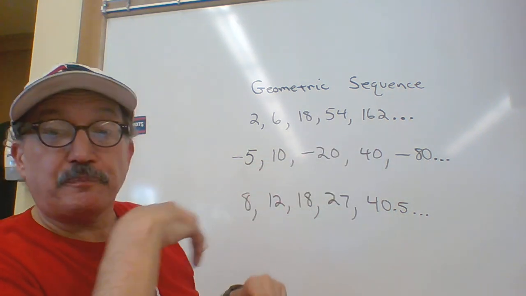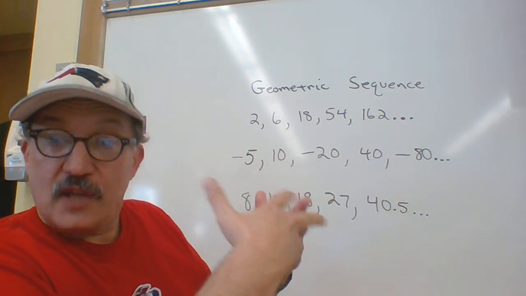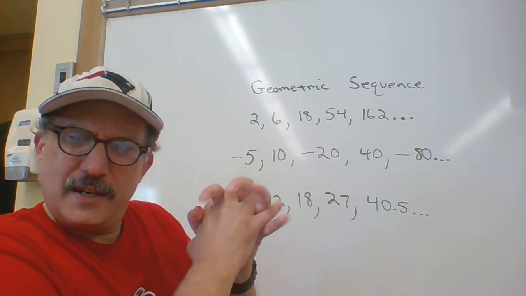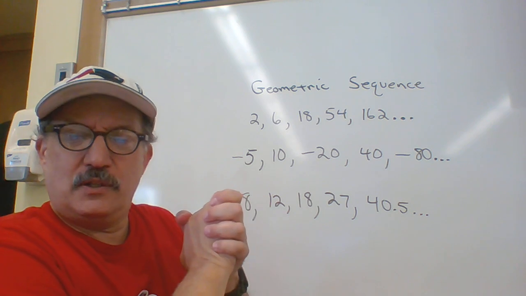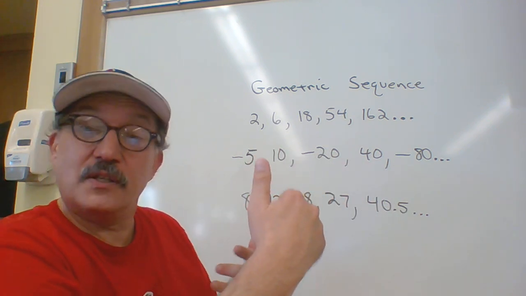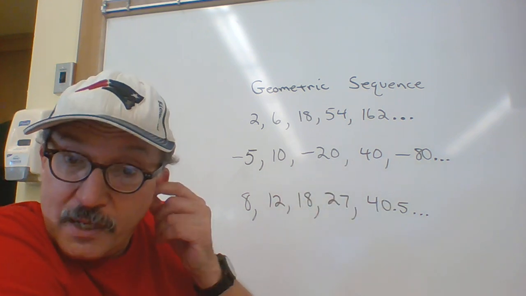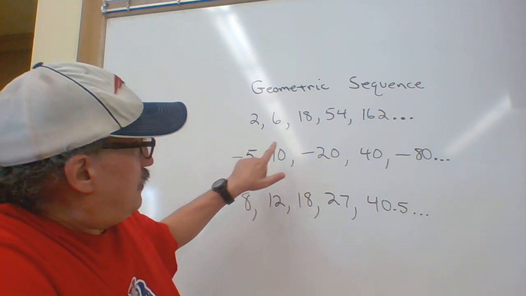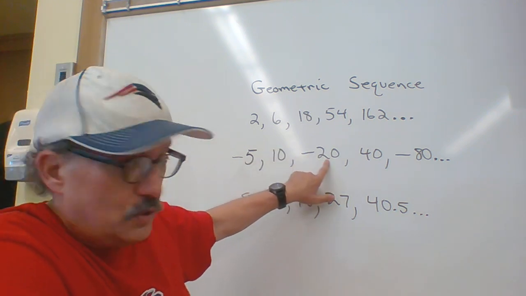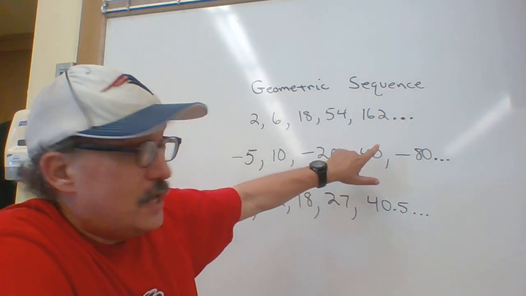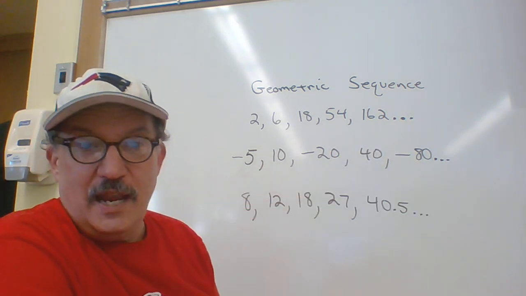In the second one, the signs are alternating, so that should give you a clue of what kind of number you have to multiply by to go from one term to the next. Think about it. If the signs are alternating, doesn't the number you multiply by have to be negative? And in fact, it's negative 2. Negative 5 times negative 2 is 10. 10 times negative 2 is negative 20. Negative 20 times negative 2 is 40. And 40 times negative 2 is negative 80.